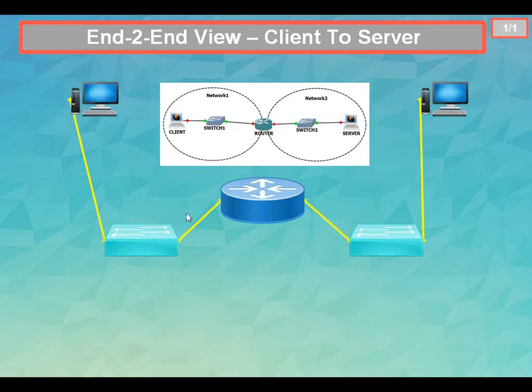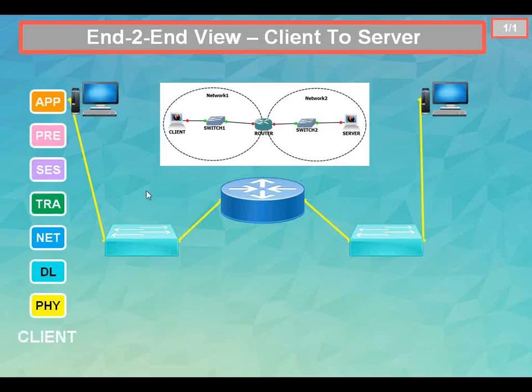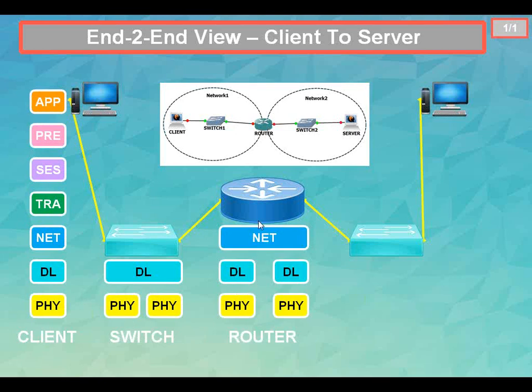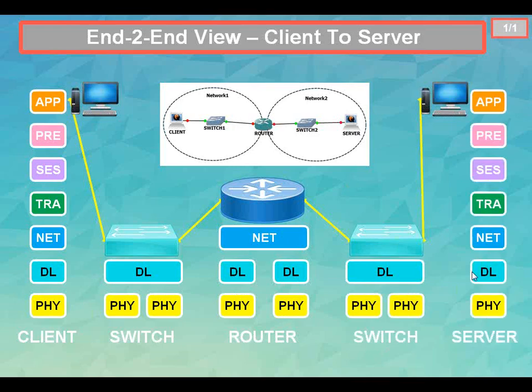Now how will this protocol architecture look? Switch, computer will contain all the layers. Switch, only 2 layers. Router, 3 layers. Switch, 2 layers. Computer, all the layers. Now how does the information travel? One arrow starts traveling now. Observe that.